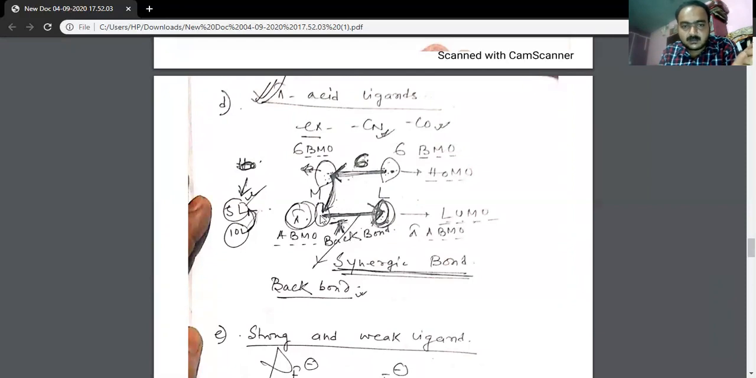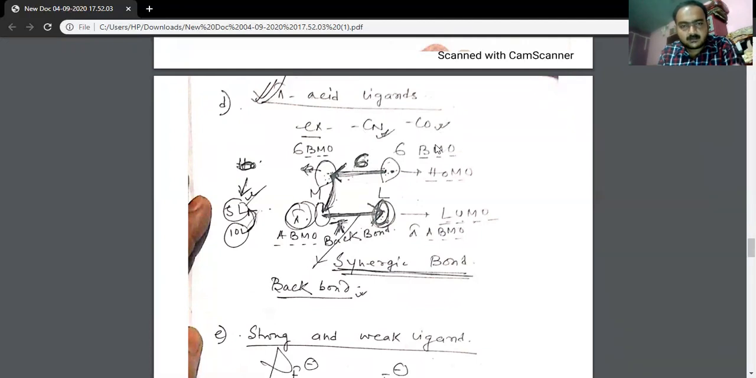And always remember, the pi to pi transfer is also known as the back bond. This is very important. The stronger the back bonding, the stronger the complex; the stronger the bond between the ligand and the metal. So ligands such as cyanide and carbon monoxide are very, very strong, and they can form very strong coordinate bonds. I can give you one example: what happens when someone inhales carbon monoxide or cyanide.